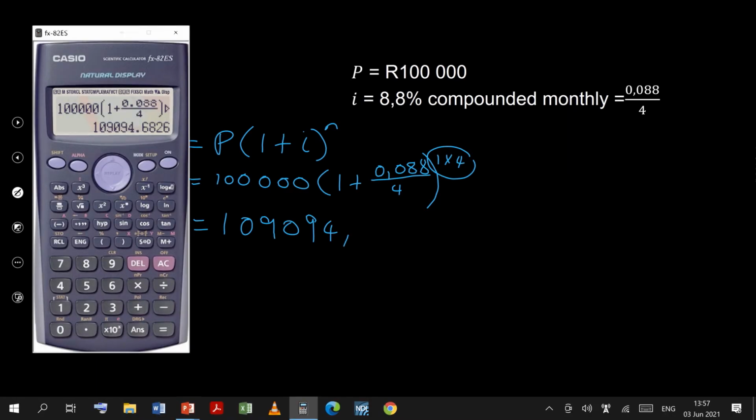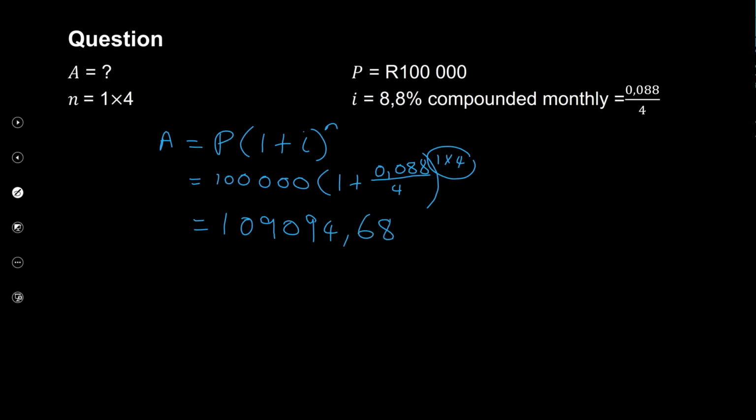Cents is 68. This will be 68 cents, right? Now, for us to find how much Selby will have, you will say the future value minus the A that we just got here, and that will give us how much Selby will have.